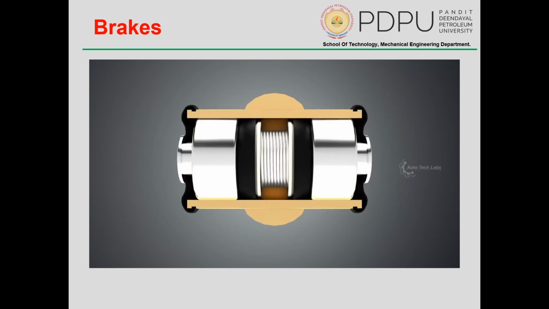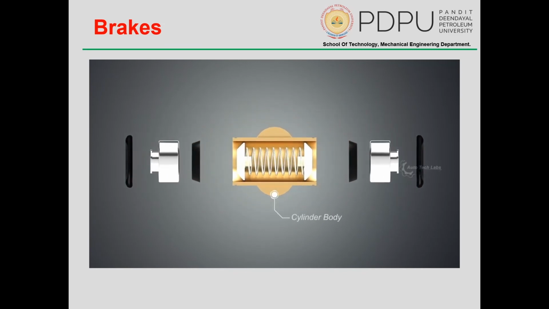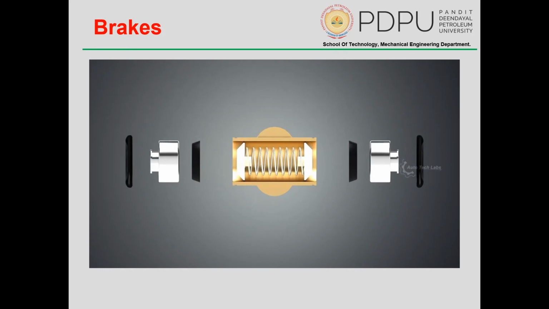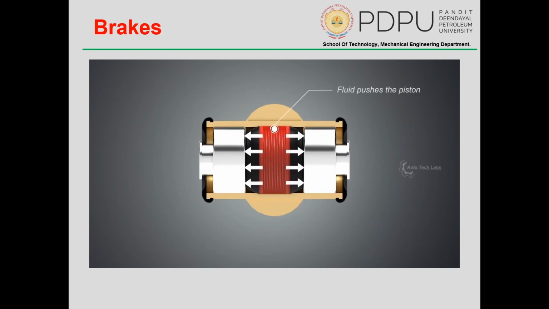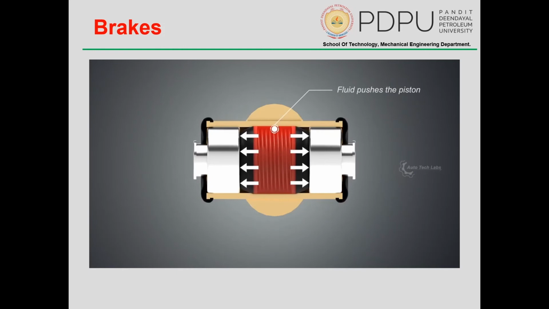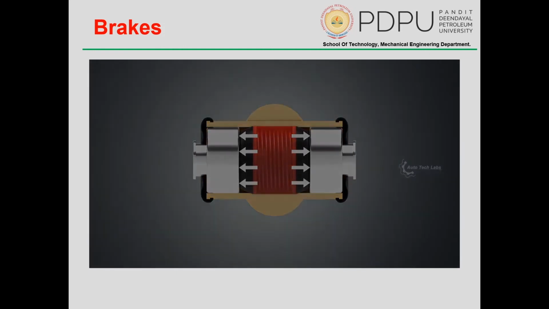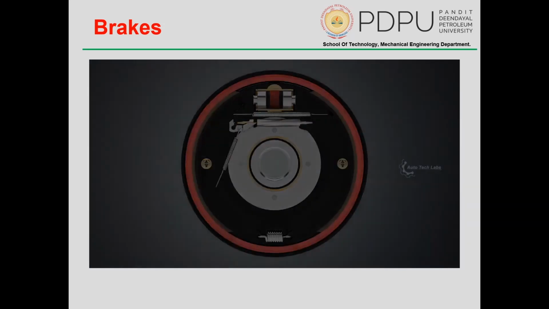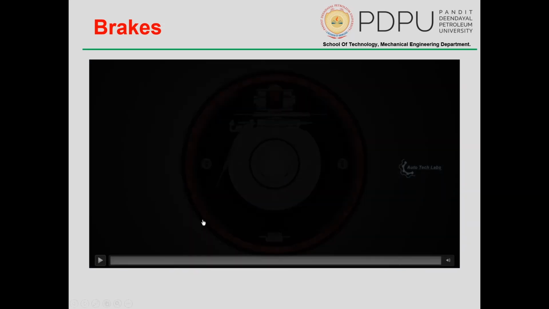Let's have a look at the exploded view. The cylinder body, dust boot, pistons, piston cups, piston cup expanders, return spring. When force is applied on the brake, hydraulic fluid pushes the wheel cylinder pistons, which push the brake shoes. This action creates friction between the brake liner and the inner surface of the drum, and brings the automobile to rest. Well, that was a very simple explanation for drum brakes.